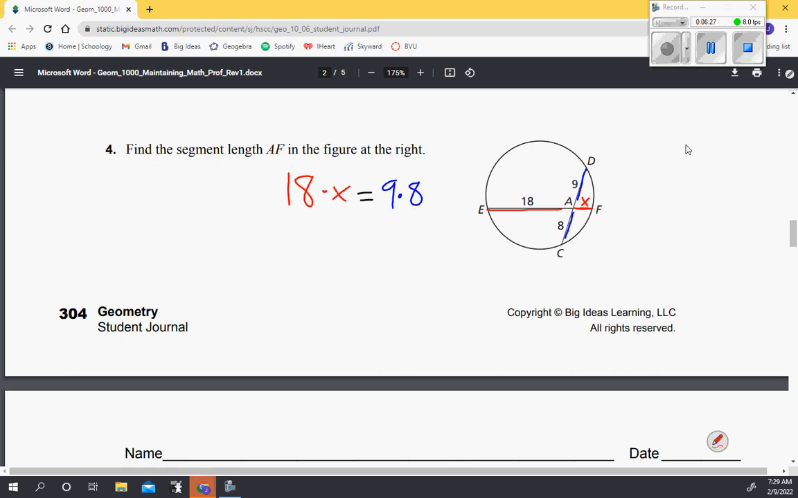So 18x is equal to 72. I'll just grab my calculator quick. Sorry, 72 divided by 18 is 4. So for the final answer, x equals 4.